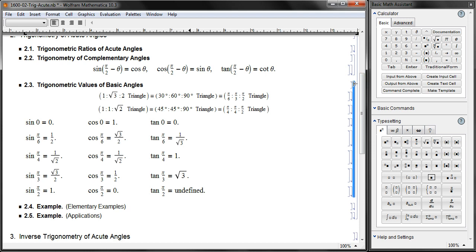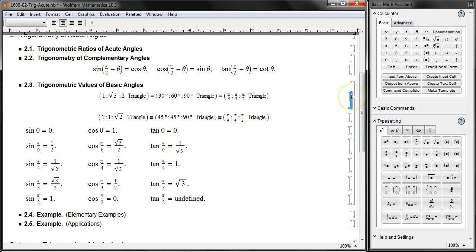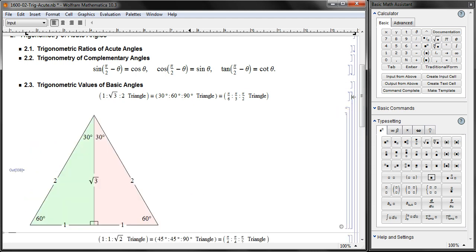All right, as a matter of fact, you can consider this as an example too. Trigonometric values of basic angles. Here is one basic triangle. What is this? It's an equilateral triangle. We have three sides, 2, 2, and 2 units. And then the angles, 60 degrees, 60 degrees, and 60 degrees over there. But then again, what did I do?